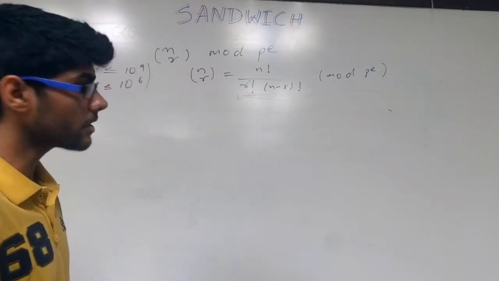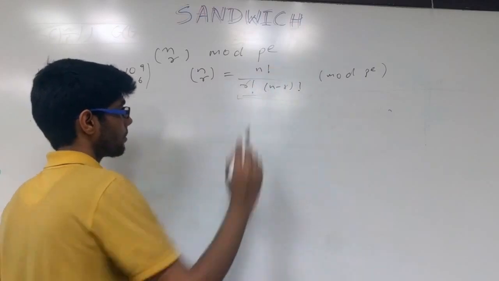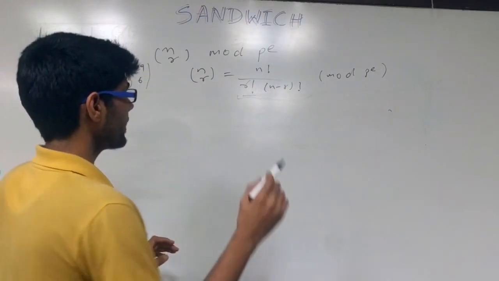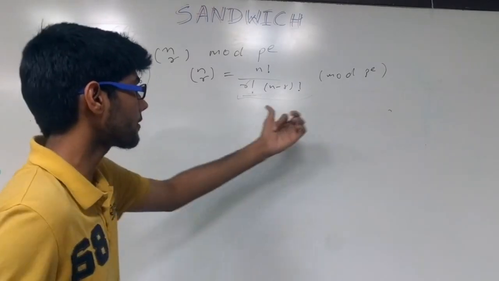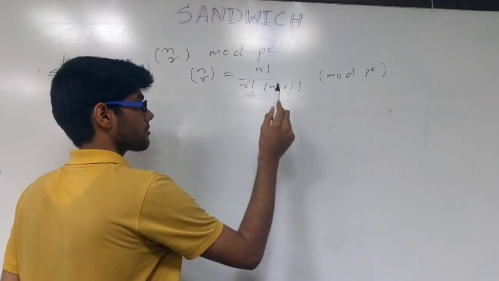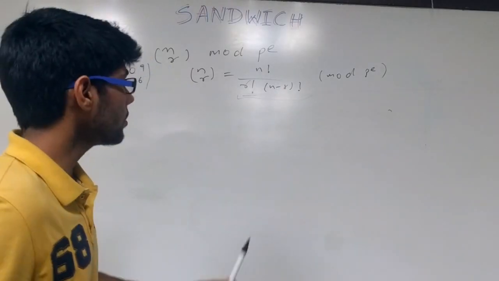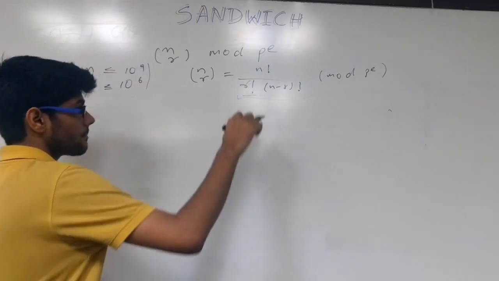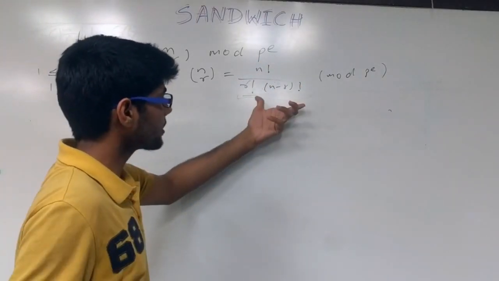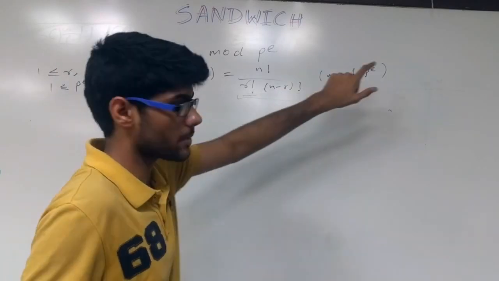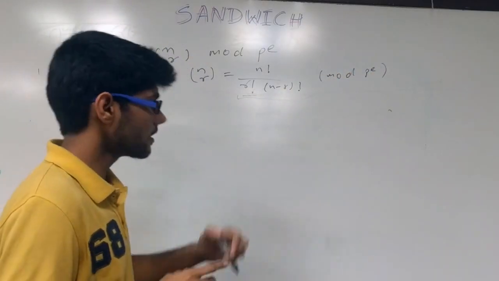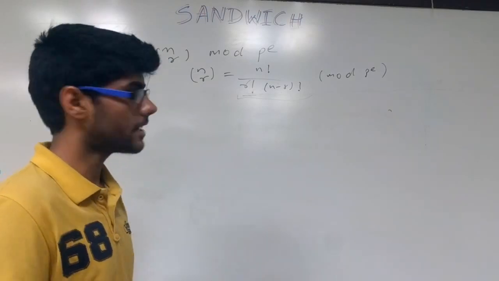We know that by Legendre's formula we can find the exponent of any prime in a factorial. So we can find the exponent of P in n factorial, the exponent of P in R factorial, and the exponent of P in n minus R factorial. So we can find the exponent of P in this product. Then the remaining part of the denominator would be co-prime to P, and we can do it in a similar fashion: take the inverse of the denominator, multiply by the numerator, and give the answer.